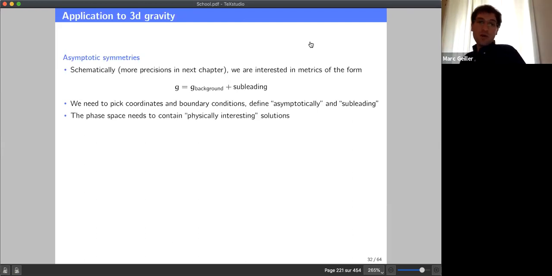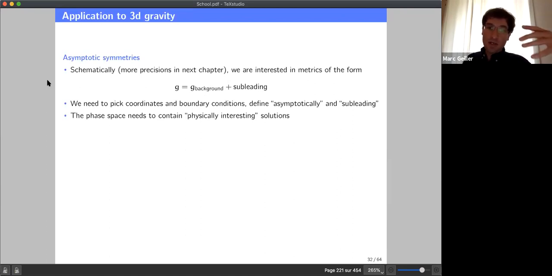What we also want to do is see if we can pick a family of metrics, if we can actually give a meaning to this equation, such that the phase space that we're writing down contains physically interesting solutions. If you write a phase space which contains trivial solutions or no interesting solutions, well, then we can use it, but it won't really tell us anything interesting.